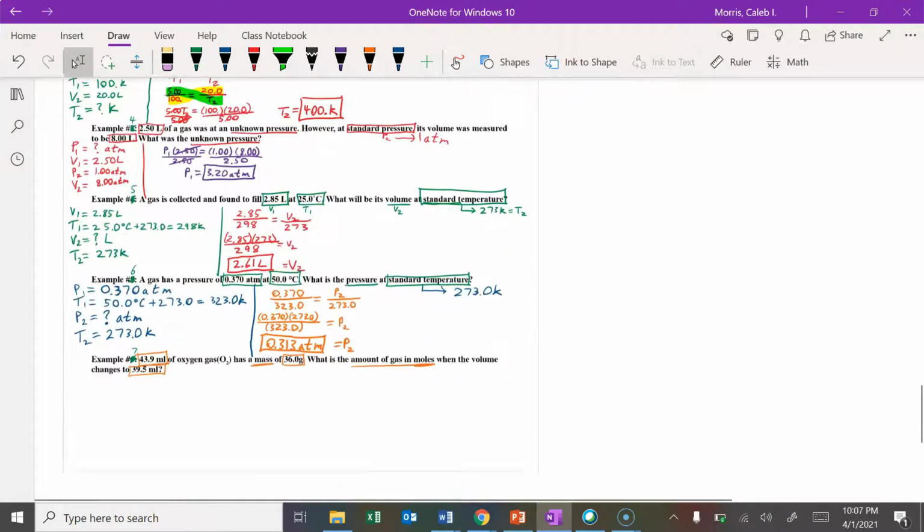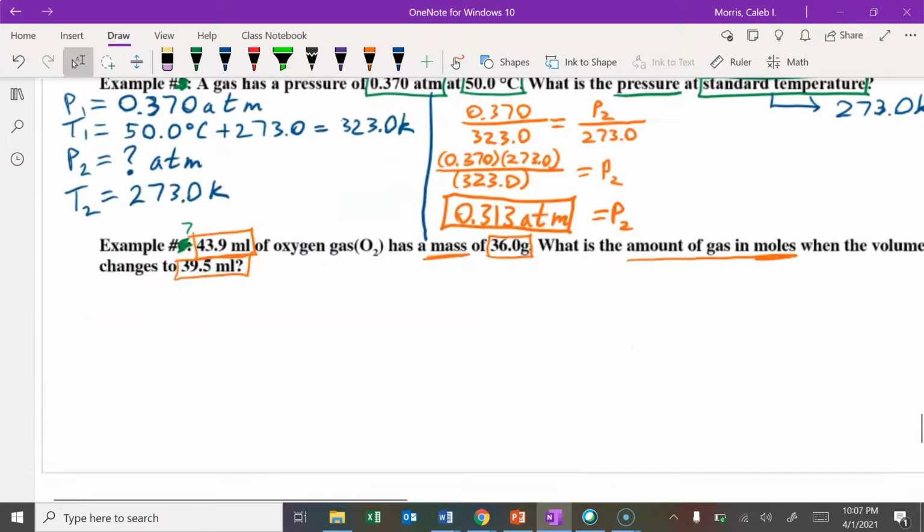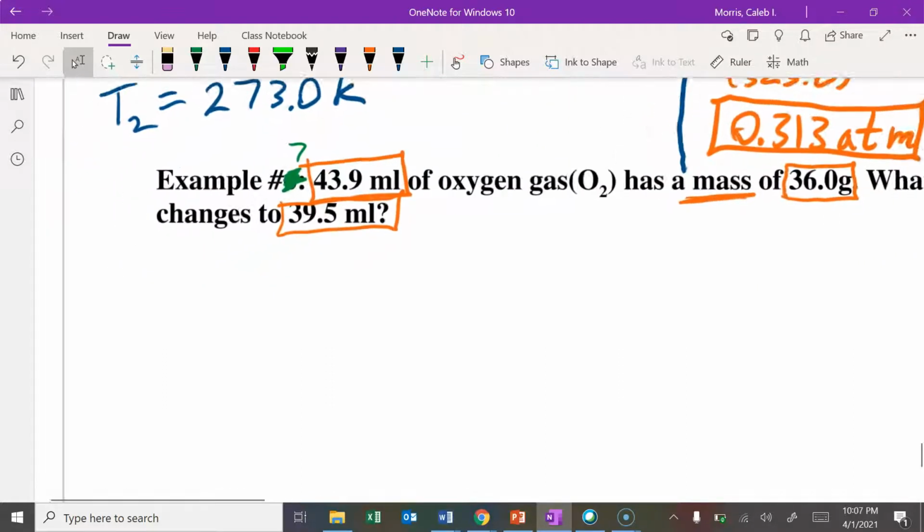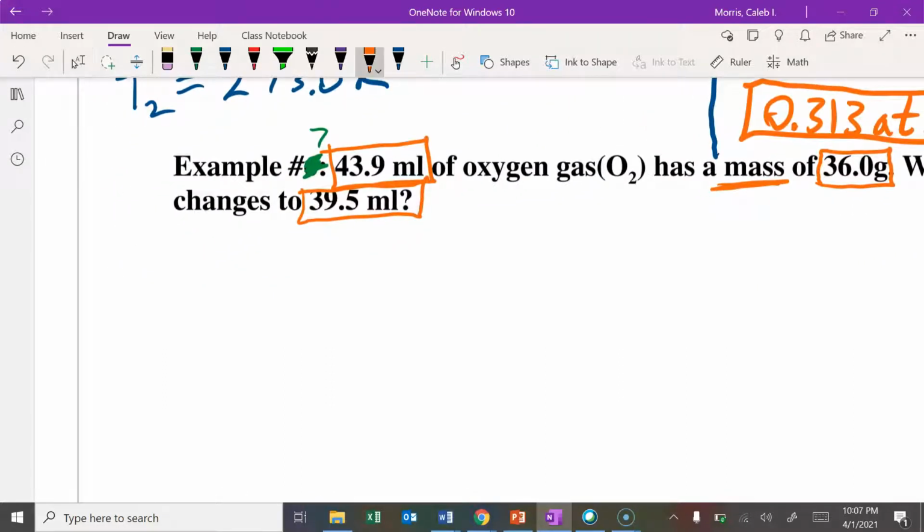I apologize, my computer's catching up with me. There we go. So I have volume and n. The amount is the number of moles. V1, n1, V2, n2. This is also Avogadro's law. It will be given to you on the test. I'll give you Avogadro's law, but you need to know how to use it.